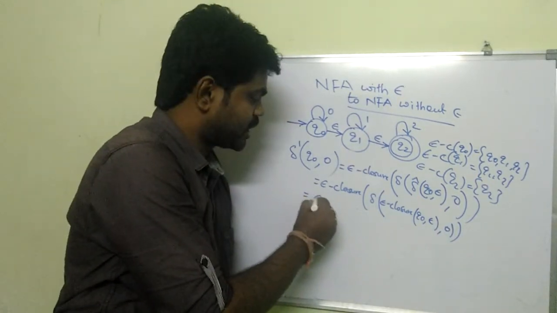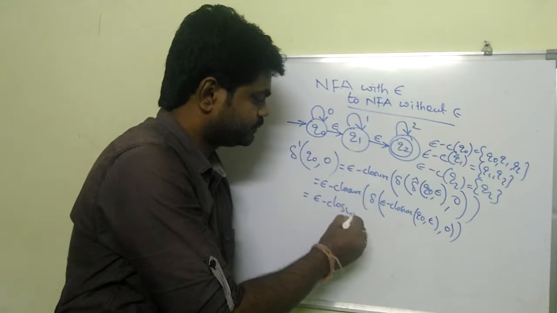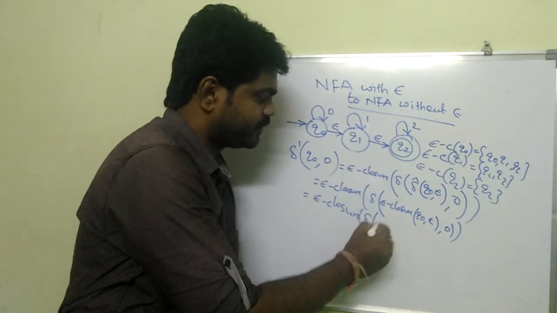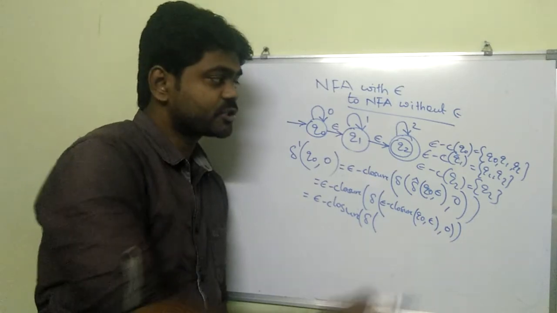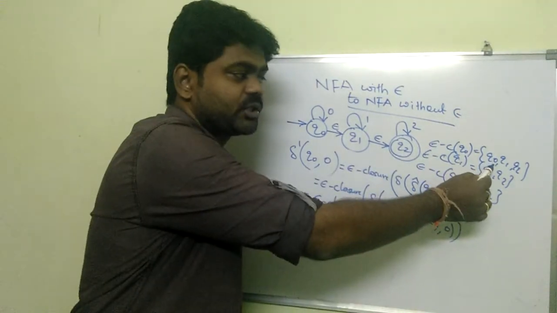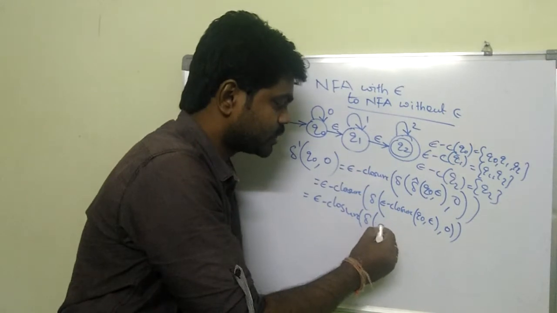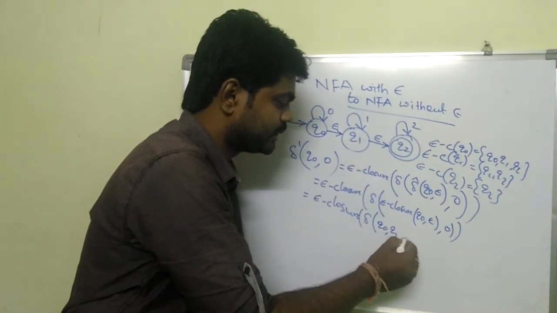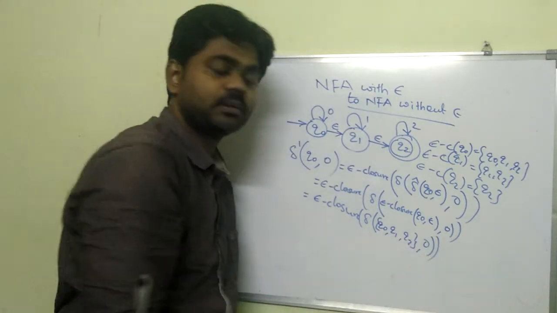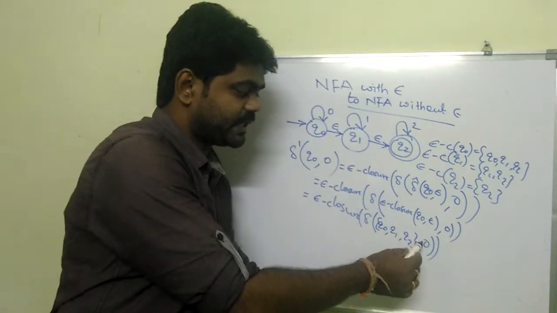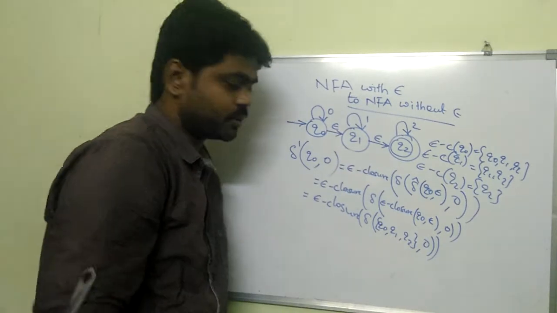Next, epsilon closure of delta of, so epsilon closure of Q0. Epsilon closure of Q0 we already got, right? Q0, Q1 and Q2. So Q0, Q1, Q2, comma, my input is 0. So what should I do? I should apply 0 for Q0, Q1 and Q2.